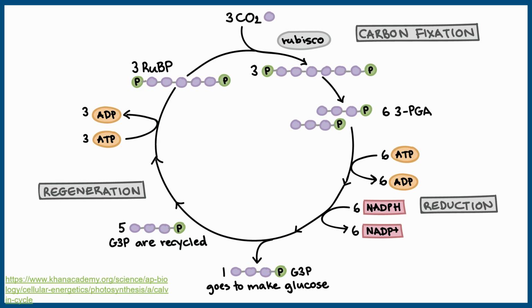Next, we have the carbon reduction phase right here. 2 steps happen here, in which the energy and reducing power of ATP and NADPH are used to convert PGA molecules into glyceraldehyde 3-phosphate molecules, or G3P. Now, for every 3 CO2 molecules that enter the Calvin cycle, 1 molecule of G3P is made. This is eventually used in carbohydrate synthesis.